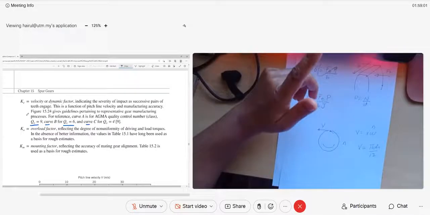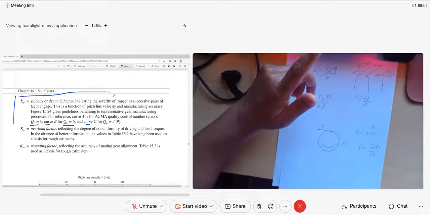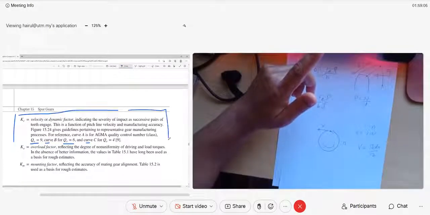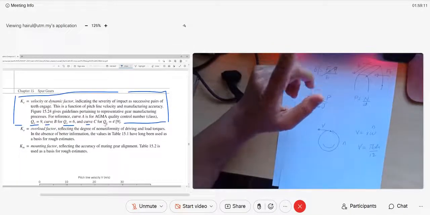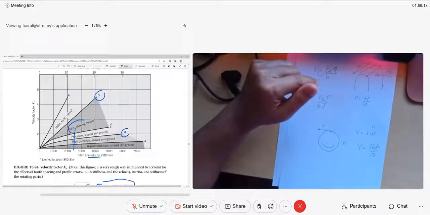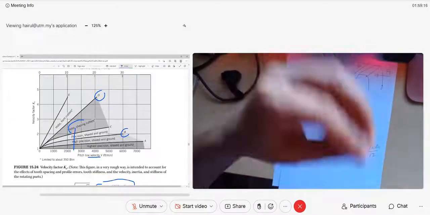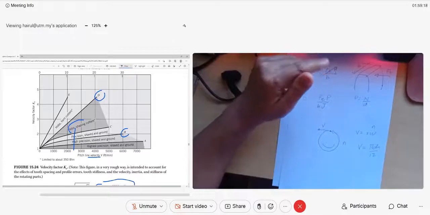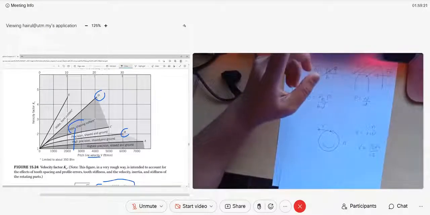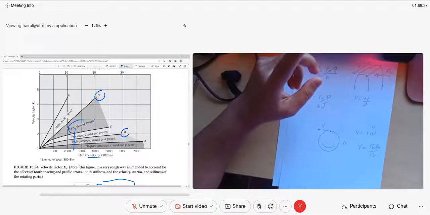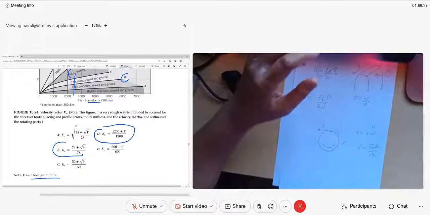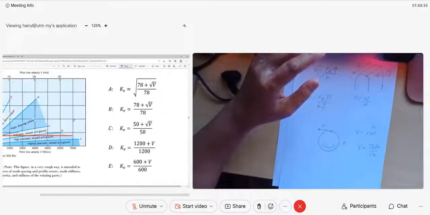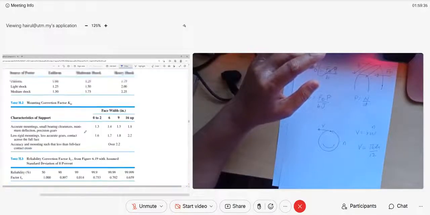You also must read this. Class, take note. You must also read this one for your KV. Based on sometimes they say hobbing, shaping cutters, D. But if it mentions high precision, shaved and ground, B. If highest precision, A. If A, use A. If D, B, it depends. Okay, that's for KV.